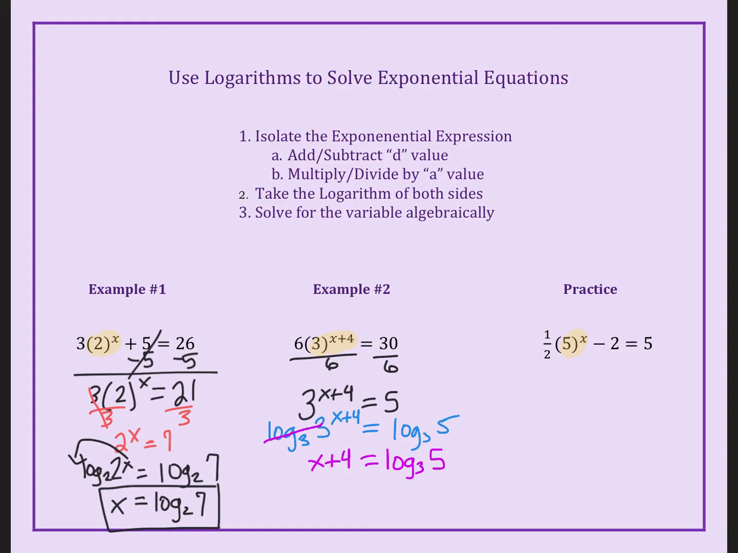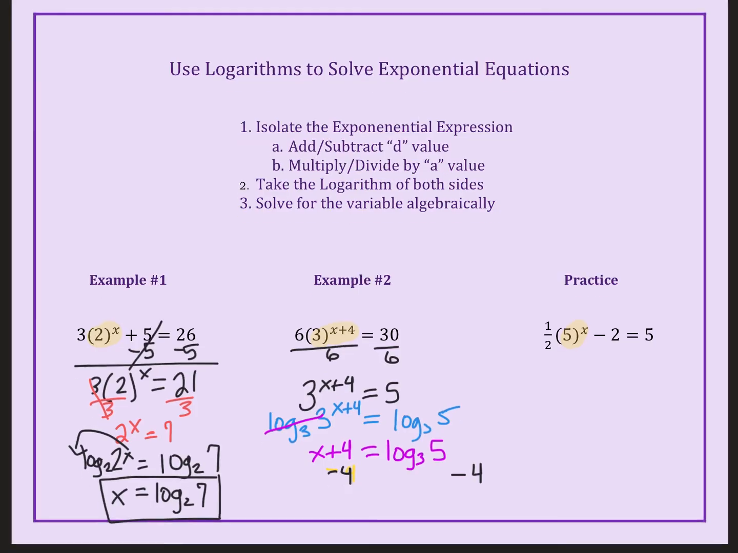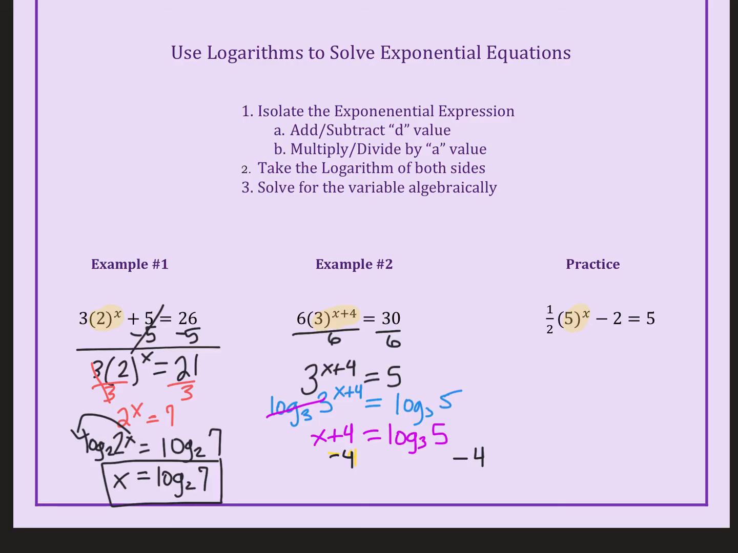Well, now, how do I move that 4 to the other side? I'm going to subtract 4 from both sides. So that 4 is outside of my log. That 4 is not part of the log. So when I write this answer, x equals log base 3 of 5 and then minus 4. And this is your final answer, okay?